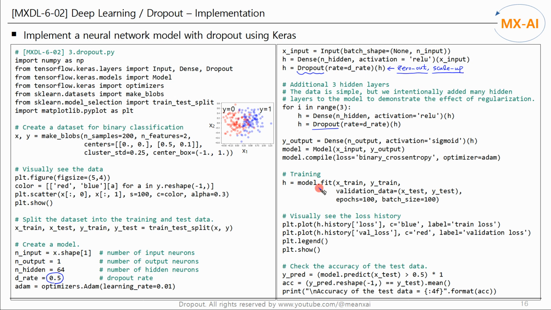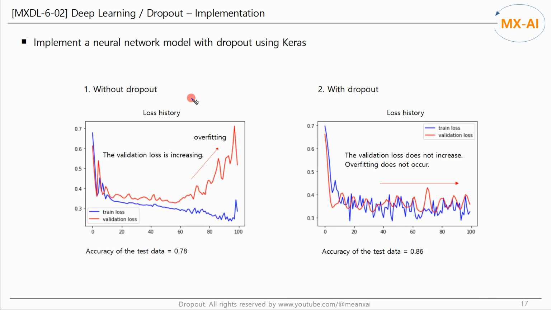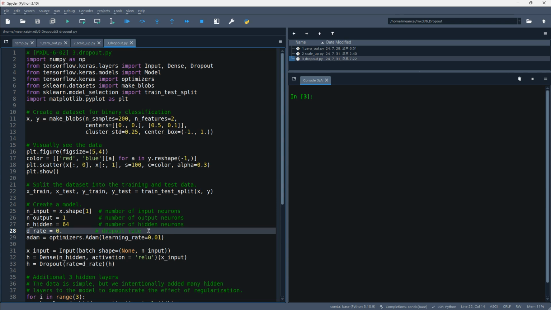Now let's fit this model to the training data. Let's check the result. If we don't apply dropout, we can see this overfitting. You can see that applying dropout prevents overfitting like this. Let's run this code.